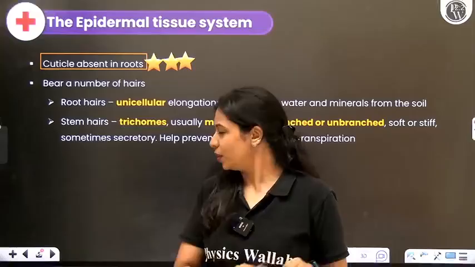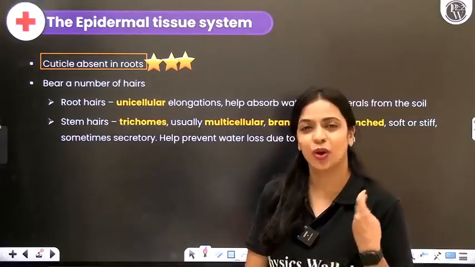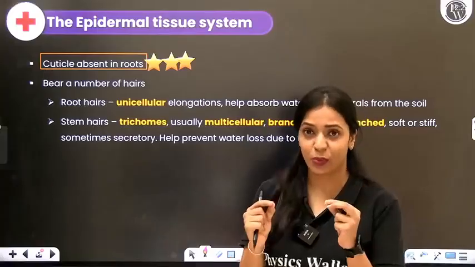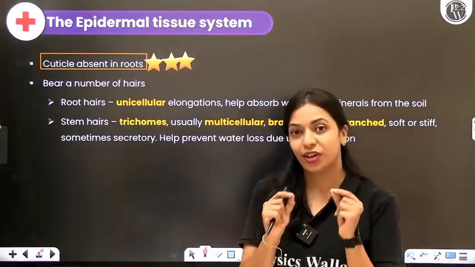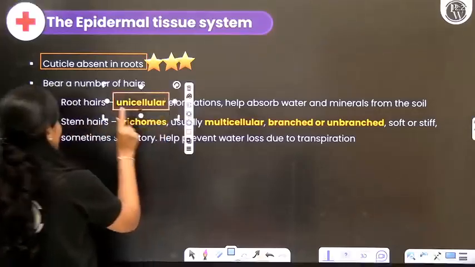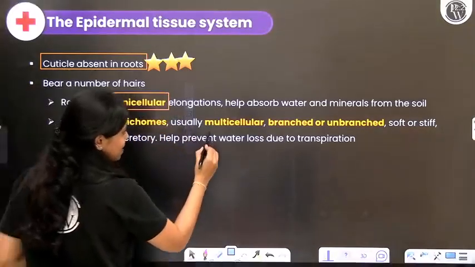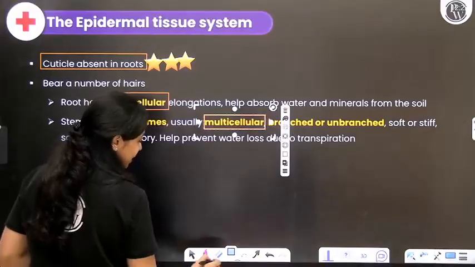Now let's talk about root hair and stem hair. These are your epidermal appendages. We already know about root hair. They are very small. One important thing about root hair is that they are unicellular. The difference between the hair that you find on roots and the hair that you find on stem is, in stems it is multicellular, in roots it is unicellular.